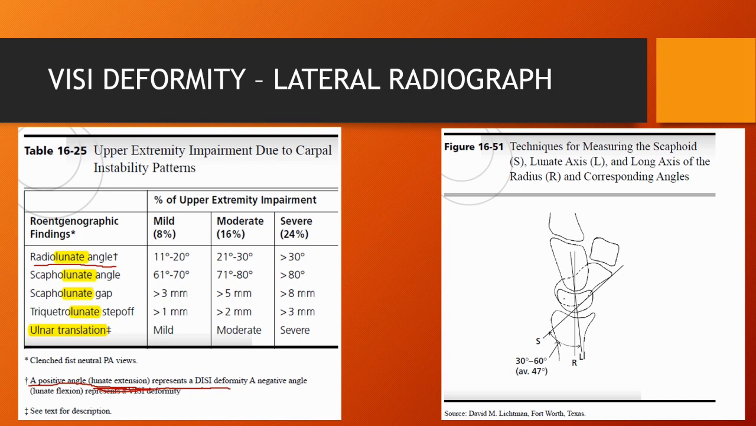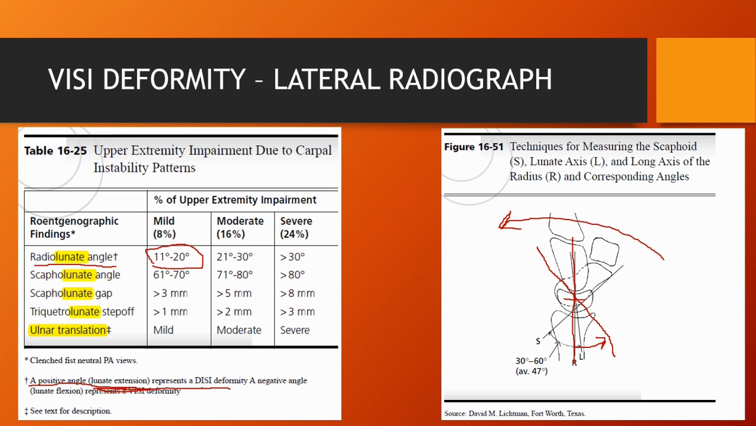So here's the lunate bone here. With a DISI deformity, the lunate bone is rotated in this direction into an extension deformity, opening up and creating a wider radiolunate angle. This would be the radiolunate angle here in a positive direction. And when the radiolunate angle is greater than 10 degrees, for example 15 degrees, it qualifies for permanent impairment due to mild carpal instability.